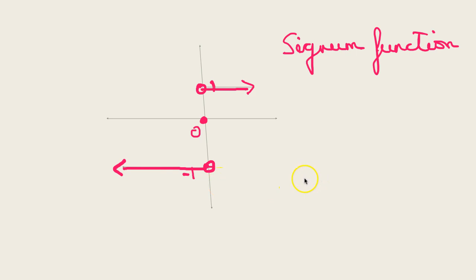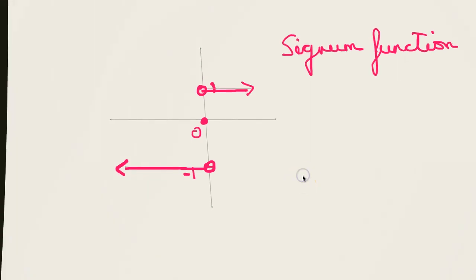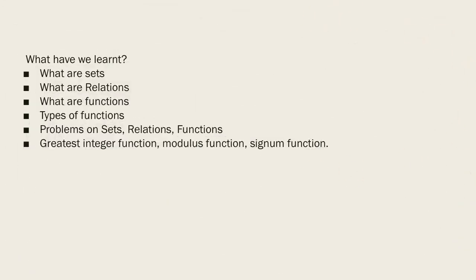So what are the three functions we have learned? Modulus, signum, and the greatest integer functions. They are all very important functions in calculus. So we have learned about sets, relations, functions, types of functions, and learned a few problems on them, and also learned these three functions.